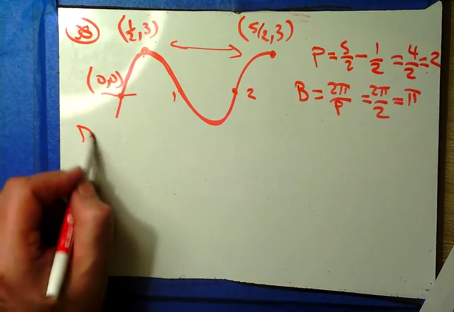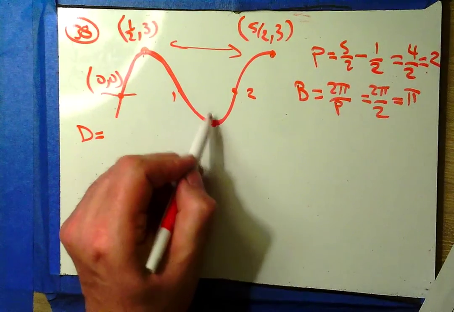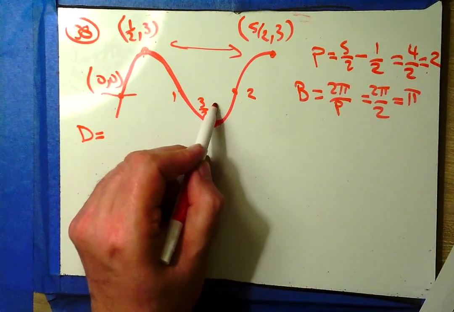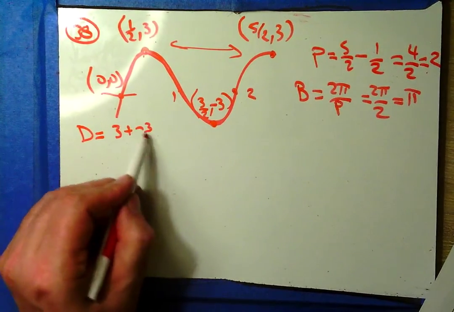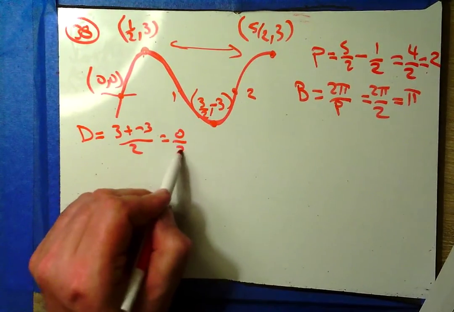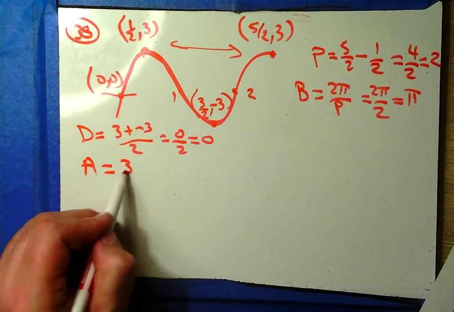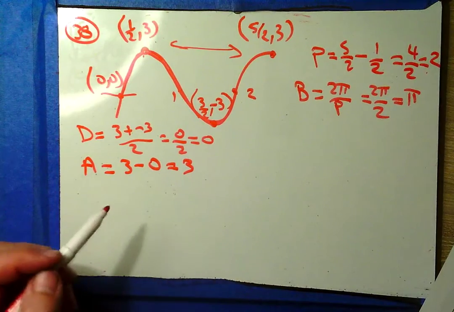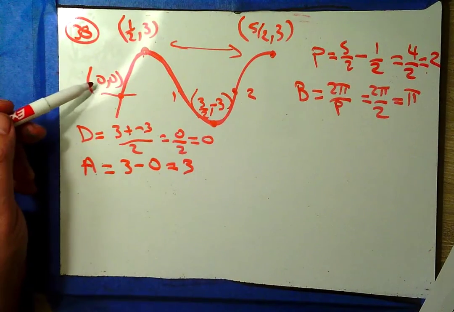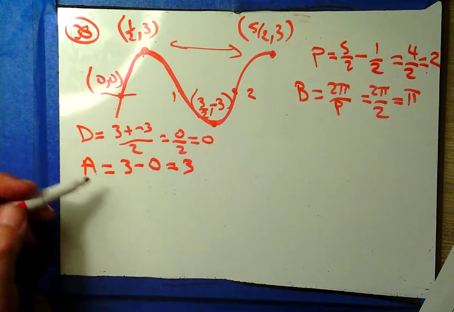Our d value is the average of the high and low y values. This one is 3 and negative 3. So if I average 3 plus negative 3, I end up with 0. My a value is the high y minus d, or 3. And my c is my starting x. Now, if I had seen this as sine, my c value would be 0. But I saw it as cosine, so my c value is 1/2.